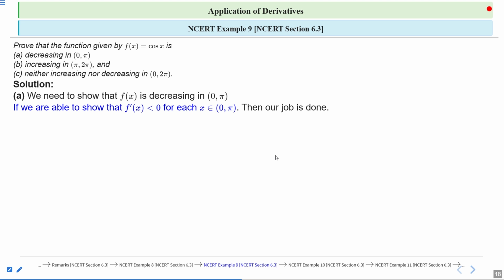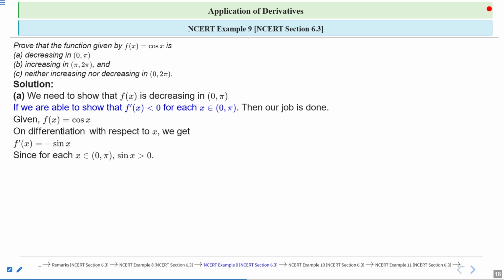Clear? Given f(x) = cos x. It is given that f(x) is equal to cos x. Now on differentiation with respect to x, we get f'(x) equal to −sin x. Since for each x belongs to 0 to pi, sin x is greater than 0, we have f'(x) equal to −sin x.